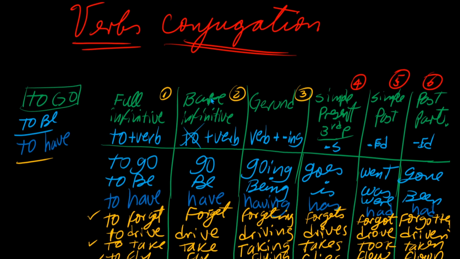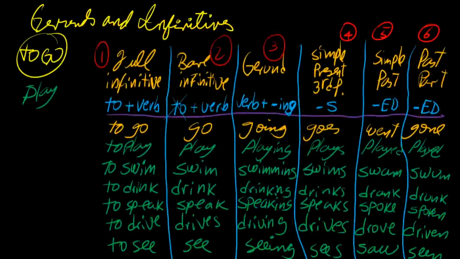Then you have the bare infinitive. The bare infinitive is when you eliminate the to and you only have the verb. And then of course you have the gerund, which is also called the ing. The gerund is when you add the ing into the verb. Notice the chart. Okay, so it's quite easy to identify. There's another chart right here with more examples.